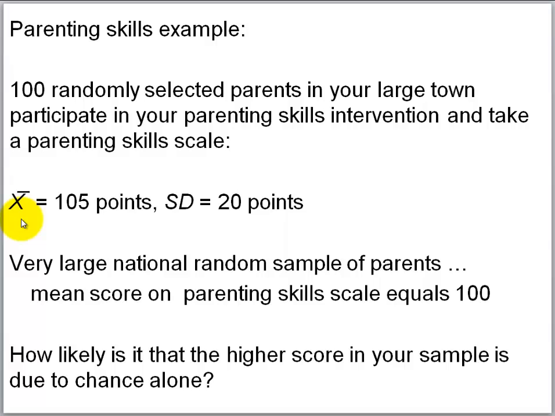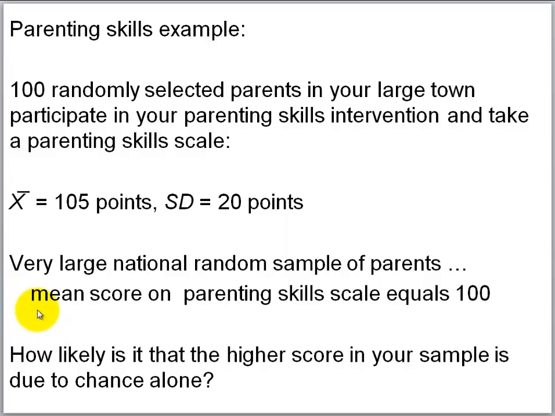The mean of these 100 parents turns out to be 105, and the standard deviation of scores on the parenting skills scale is 20. Now, to continue developing our example, let's suppose that this very same parenting skills scale has been given at some prior point in time to a very, very large national random sample of parents of kids of the same age as the parents in your sample.